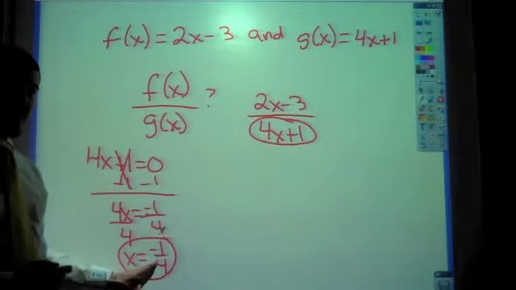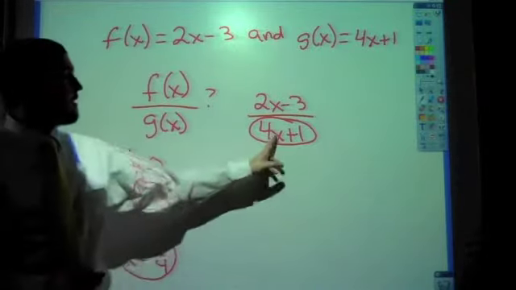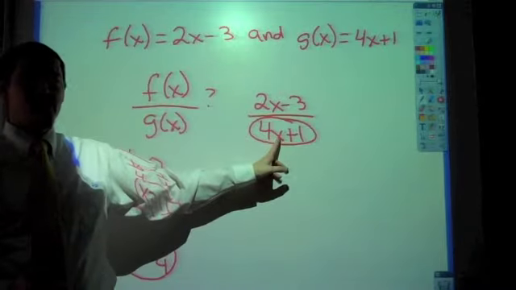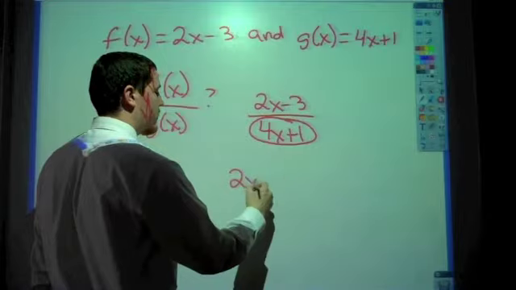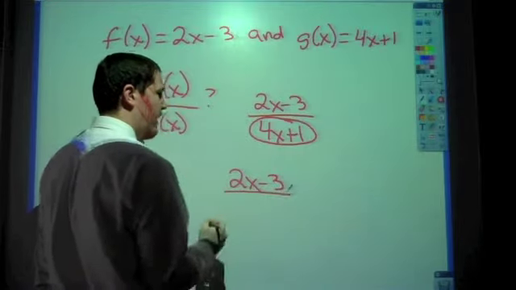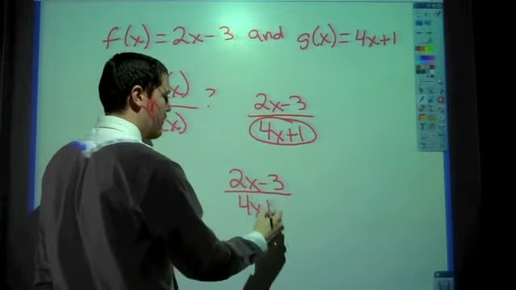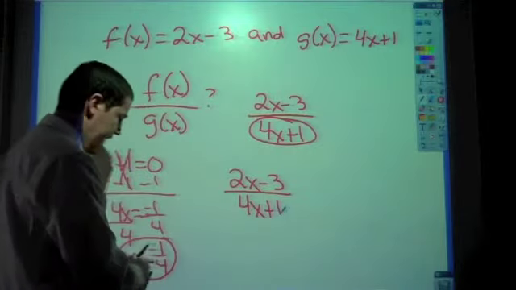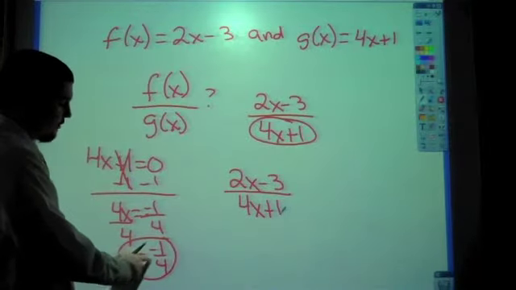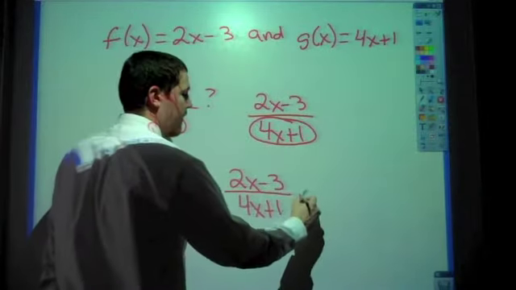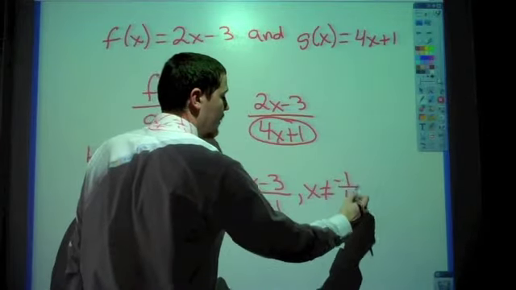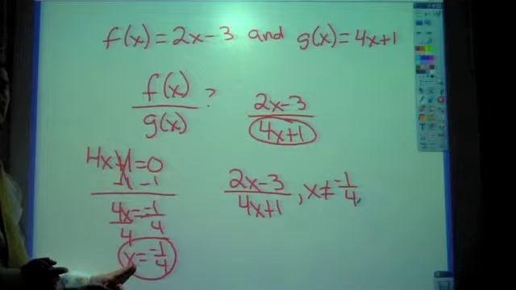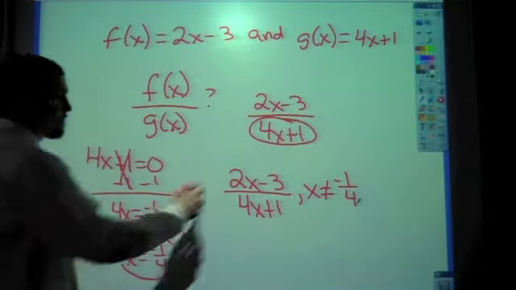So when x equals negative 1 over 4, the denominator of my fraction would be 0, and we can't have that. So my final answer then is going to be 2x minus 3 divided by 4x plus 1. And then we take what we just found, x equals negative 1 over 4, and we say x cannot equal negative 1 over 4 because that would make the denominator equal 0.